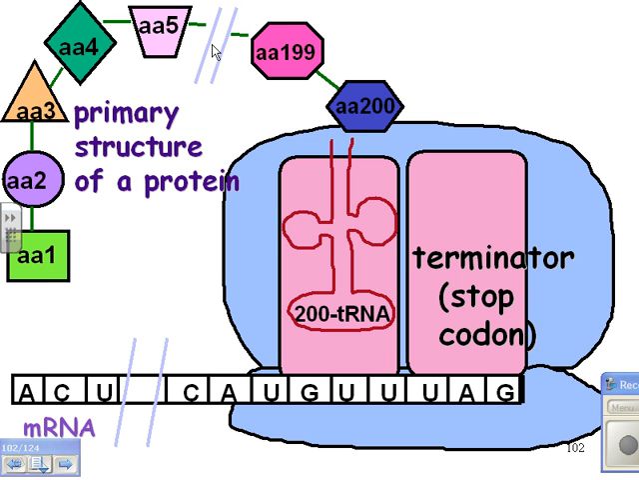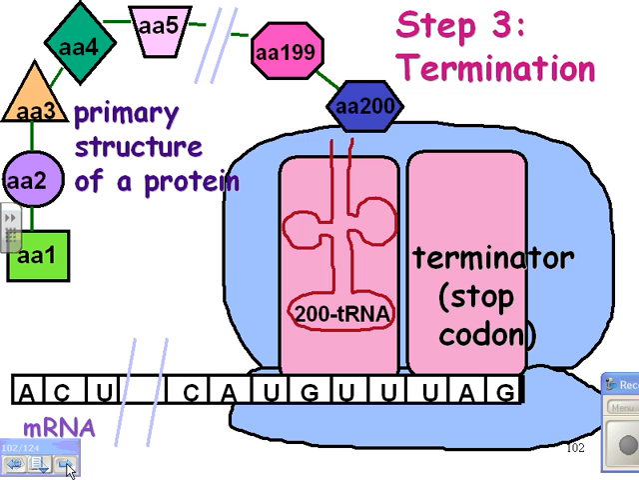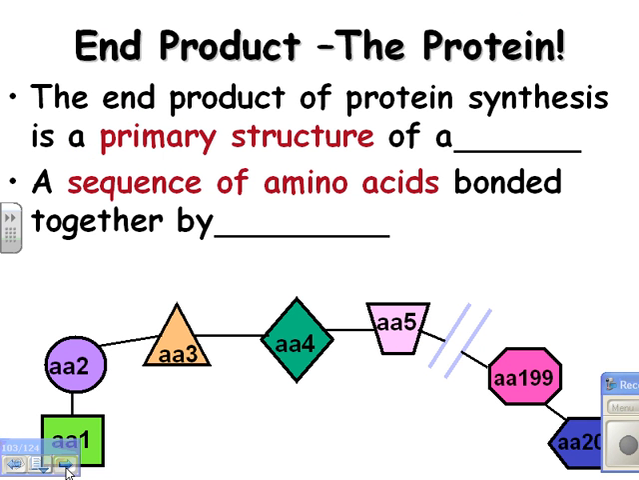This means that there's a whole bunch of others that wouldn't fit on here, all the way up to number 199, amino acid, that's AA, amino acid 200. And then you have the terminator, the stop codon, and you're all done. The protein now, the polypeptide, can come off and it will be folded the correct way and you'll have a protein. So step 3 is termination. The end product is a protein.